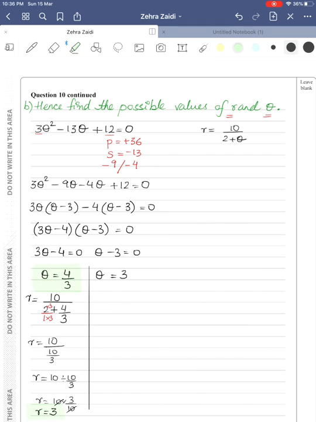Let's find the other value. When theta is 3, r is equal to 10 divided by 2 plus 3. So r is equal to 10 divided by 5. Therefore r is equal to 2. So when theta is 3, r is equal to 2. Alright, so we have got the values of theta, and against them we have got the corresponding values of r, and that's the answer.